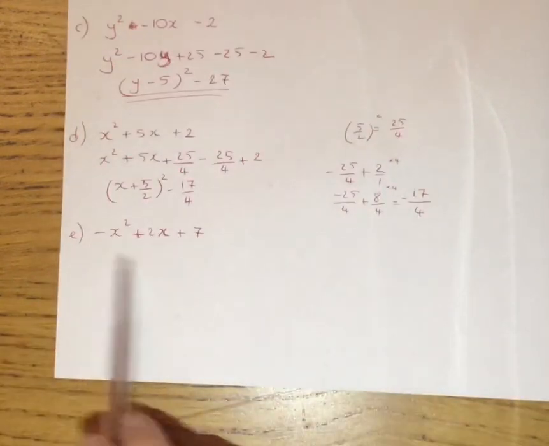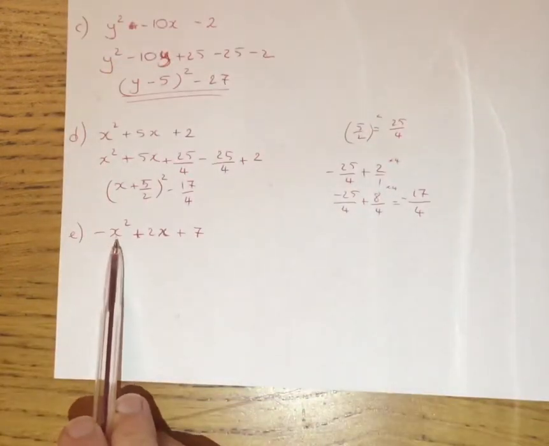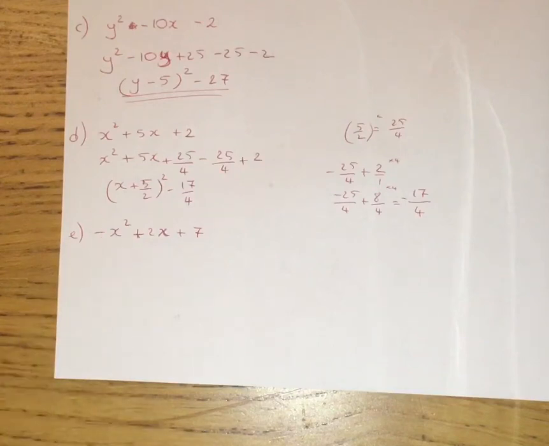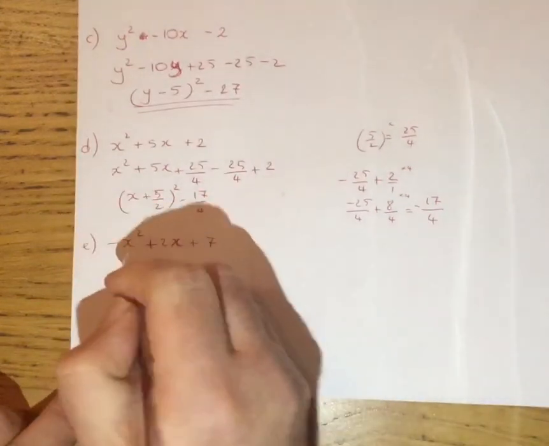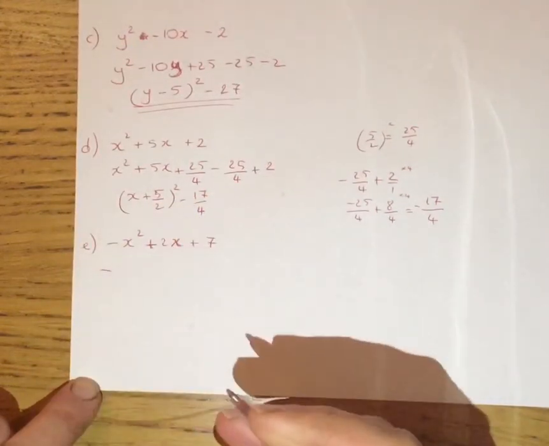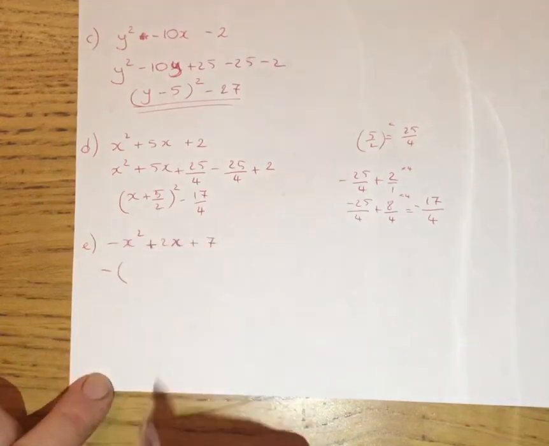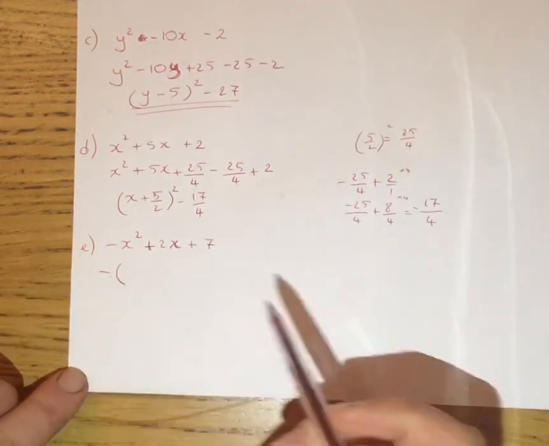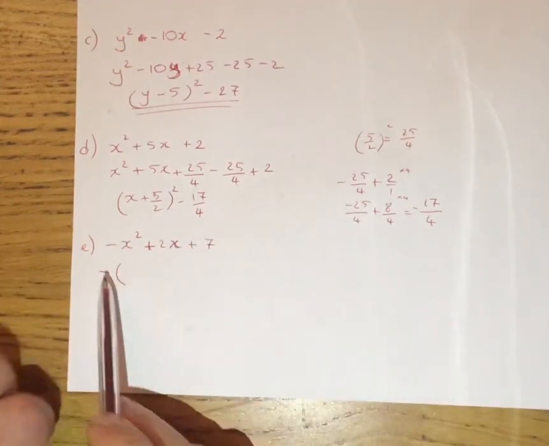Okay, last one. The last one is when the x squared is negative. That's a little bit of a problem when that is the case. So what I'm going to do is take minus 1 as a common factor. So minus, or minus 1, doesn't really matter, you don't need to put a 1 there. Minus as a common factor.